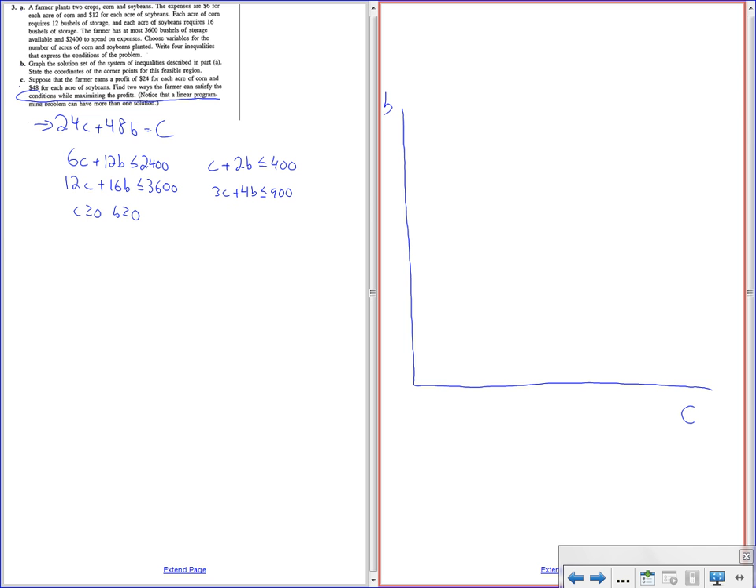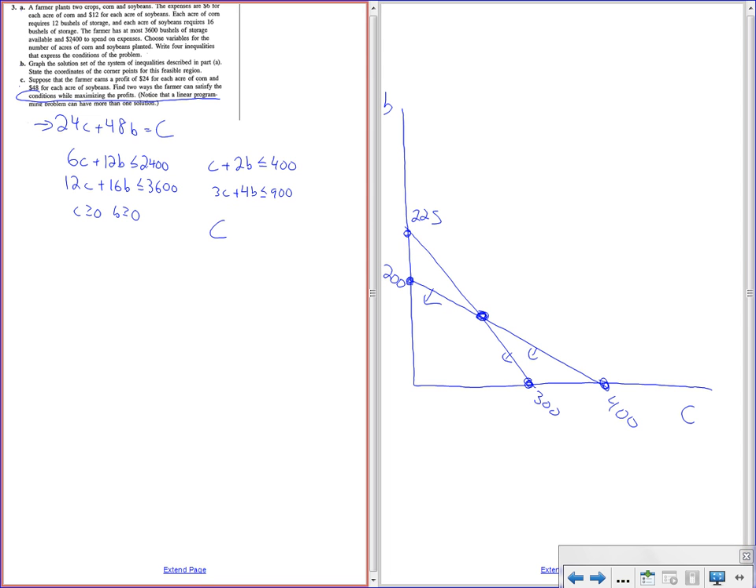Corn and beans. 400 and 200. Moving inward, 300 and 225. And then it's a matter of where those guys intercept one another. The intersection of those, because remember it's moving inward, occurs when C = 400 - 2B.